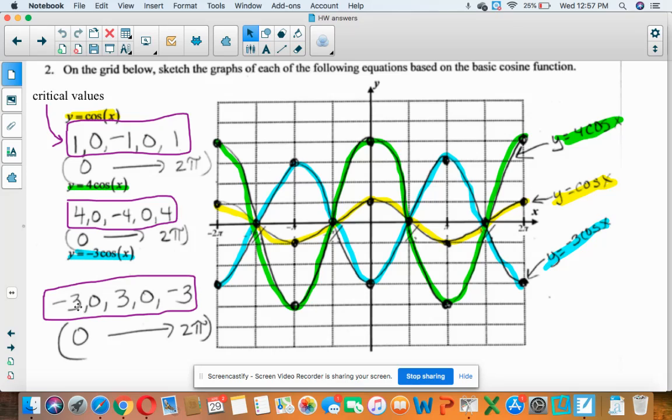So 0 is -3, 2 pi is -3. Pi is 3, 3 pi over 2 is 0, and pi over 2 is 0, and that is the blue graph.